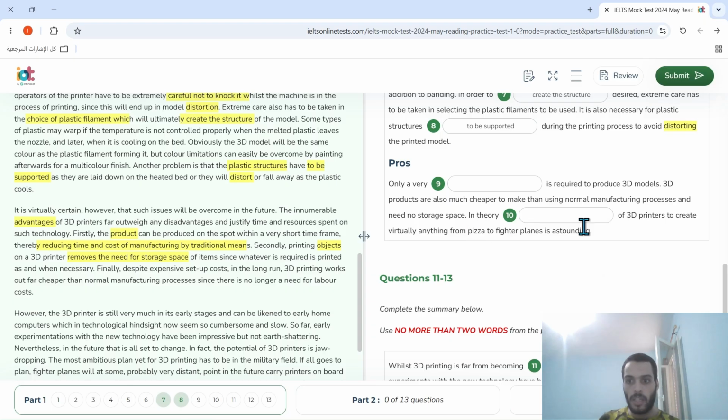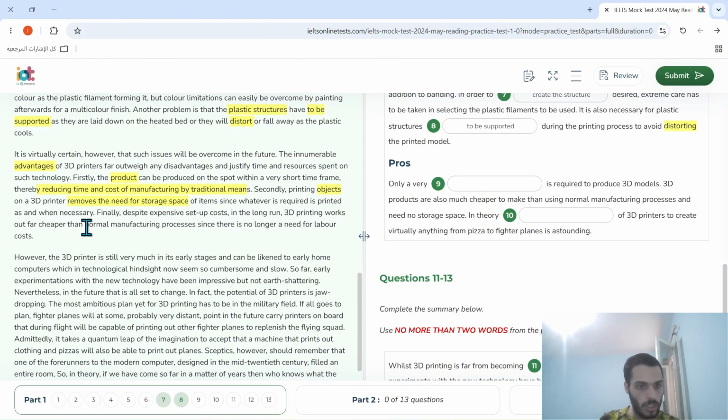Okay. The ability of 3D printers to create virtually anything from pizza to fighter planes is astonishing. Okay, fighter planes. Manufacturing no longer needs, only a very small is required to produce 3D models, and justify time and resources.